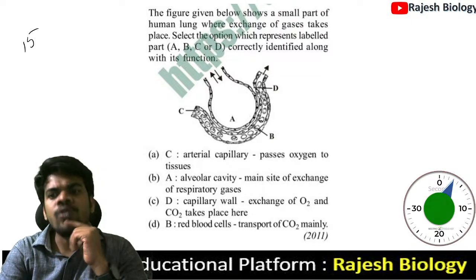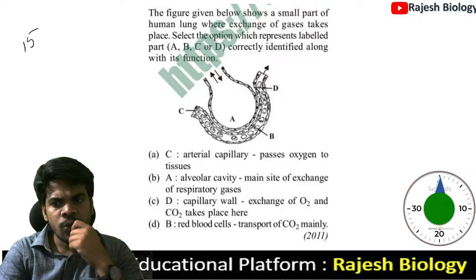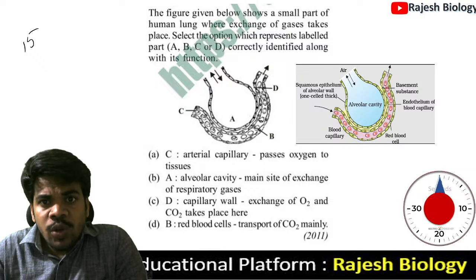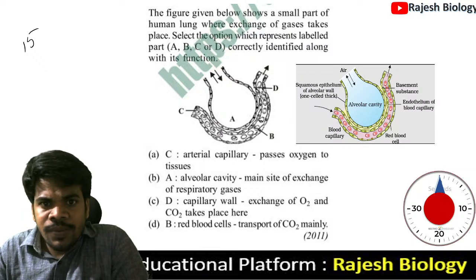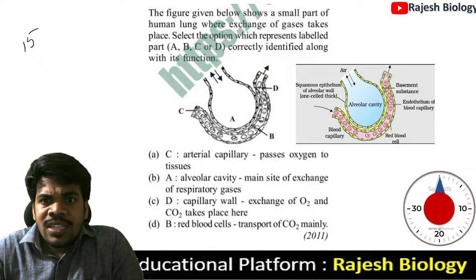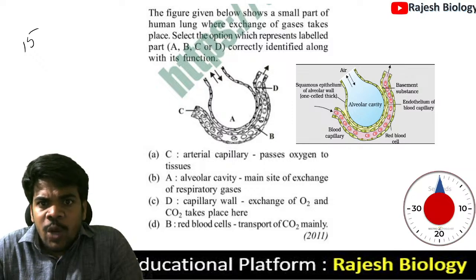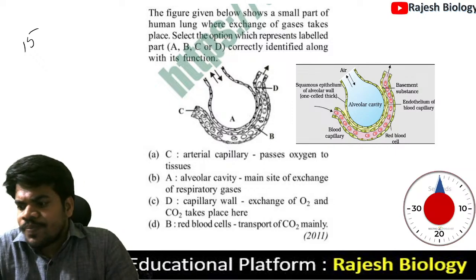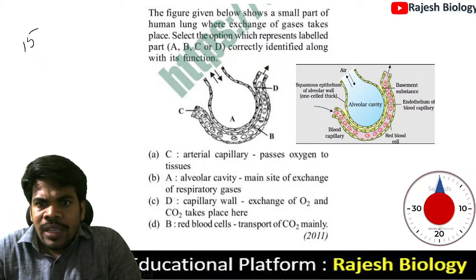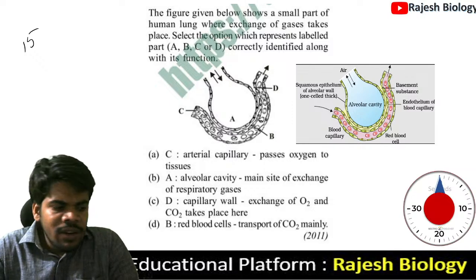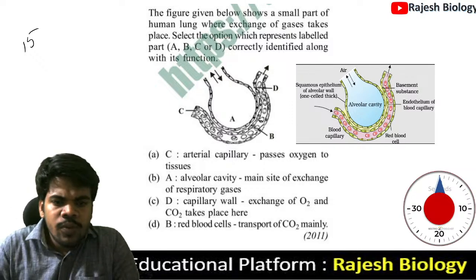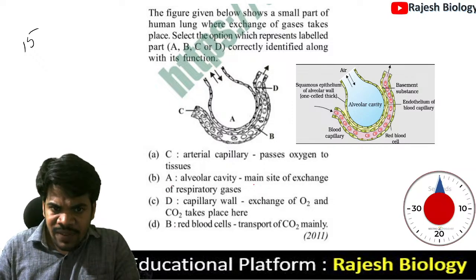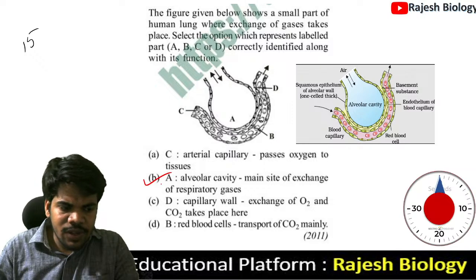5, 4, 3, 2, 1. It is the clue. The figure given below shows a small part of the human lung where exchange of gases takes place. The option which represents the labeled part correctly identified along with its function. So A is the alveolar cavity, main site of exchange of respiratory gases. Correct.